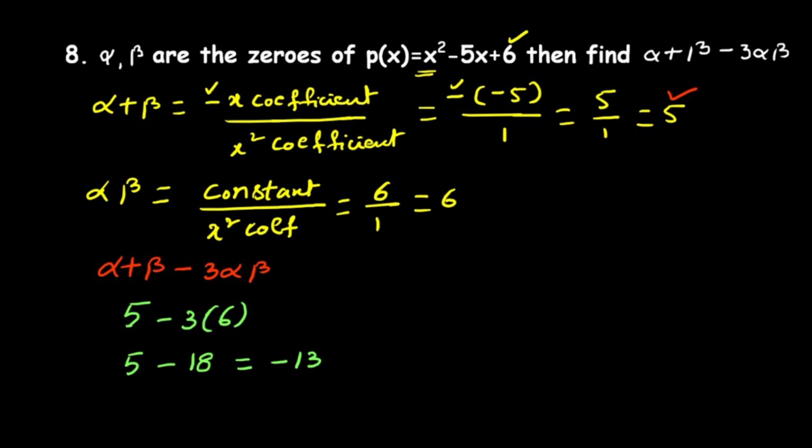So don't get confused. Here, alpha plus beta minus 3 into alpha beta, you can check. Yes, it is the sum of the zeros, alpha plus beta, and this is the product of the zeros, alpha into beta. So we found both here, then we substituted in that given expression, right? I hope you understood this question also.